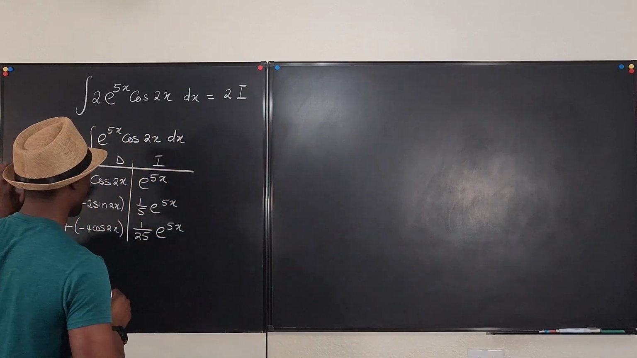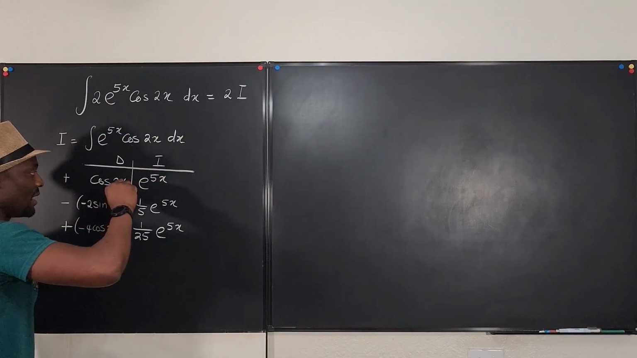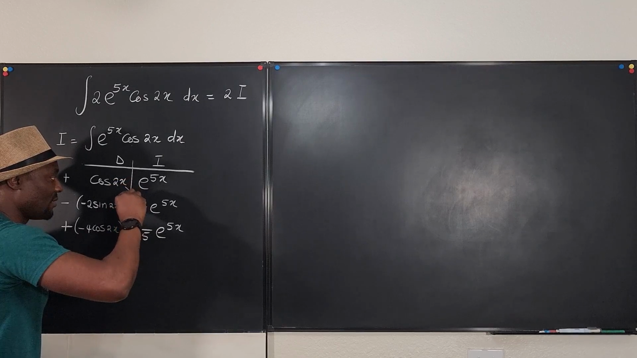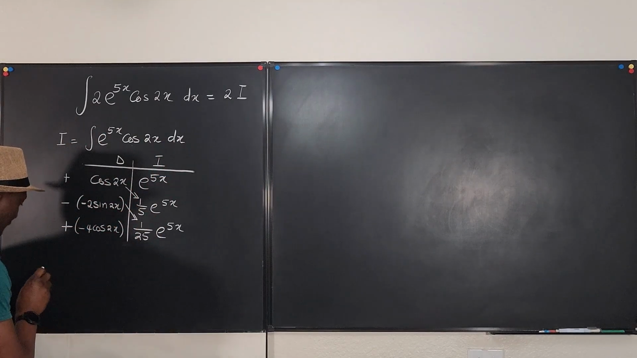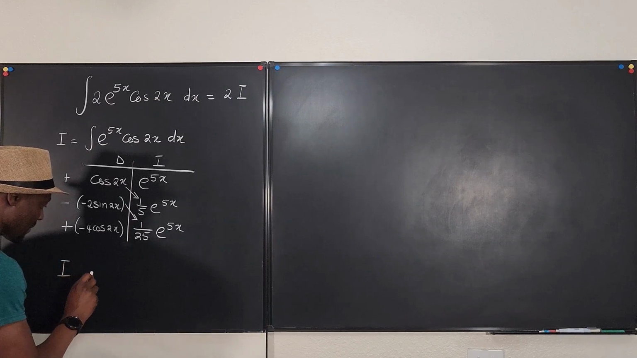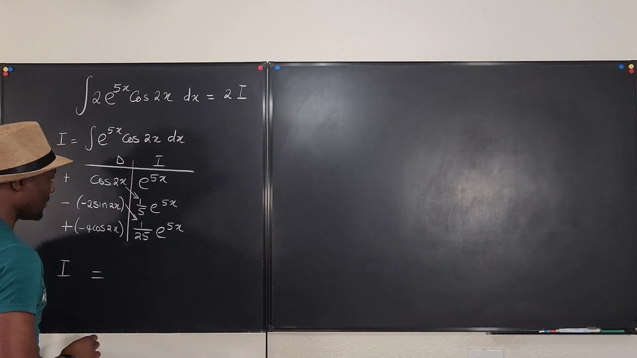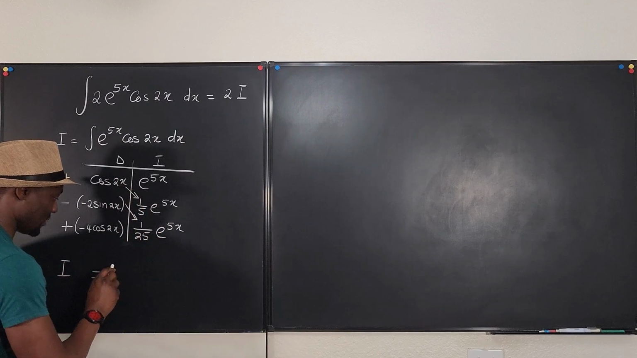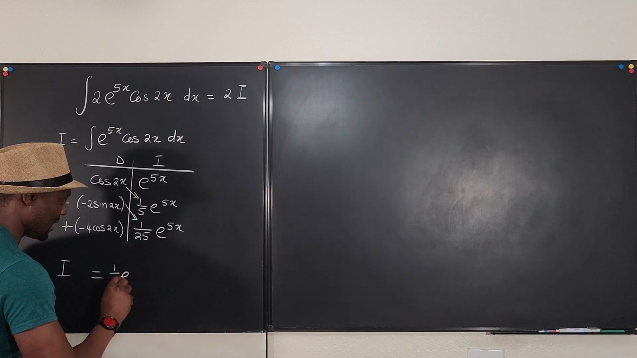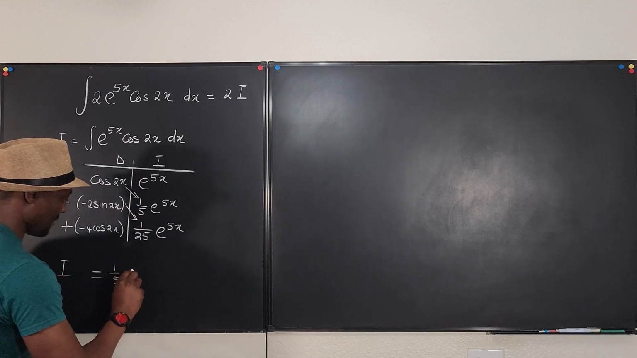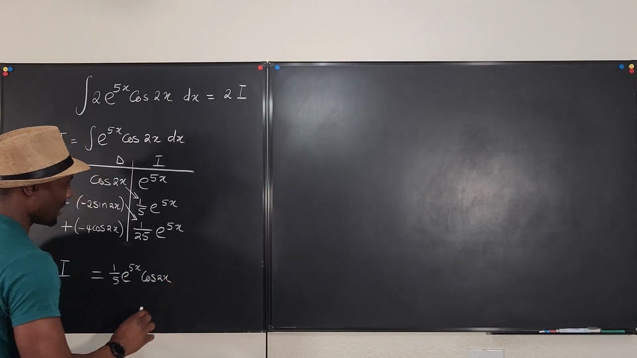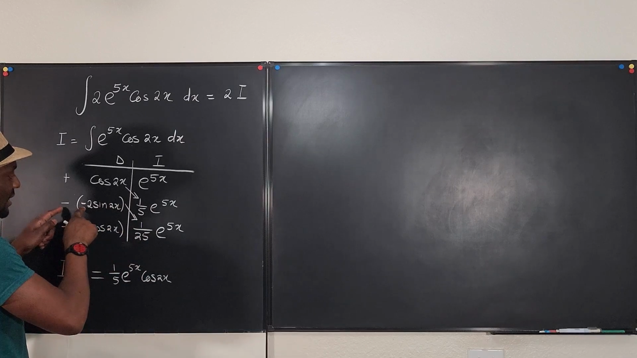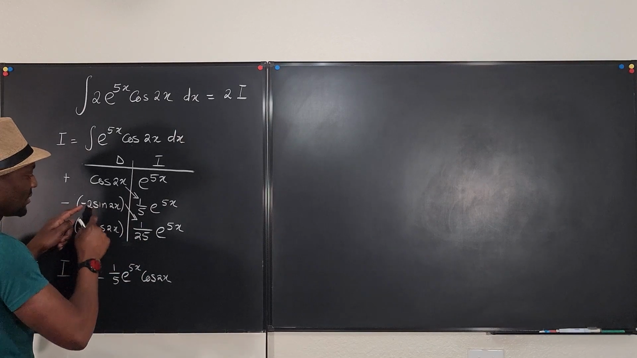So the next thing you want to do is just write out your answer. I know by virtue of what I've done that if I go in this direction, my integral, which is this expression I, will be equal to this product, that's 1 over 5 e to the 5x cosine 2x. I take the next one, but I have to take care of these signs. Minus times minus is plus.